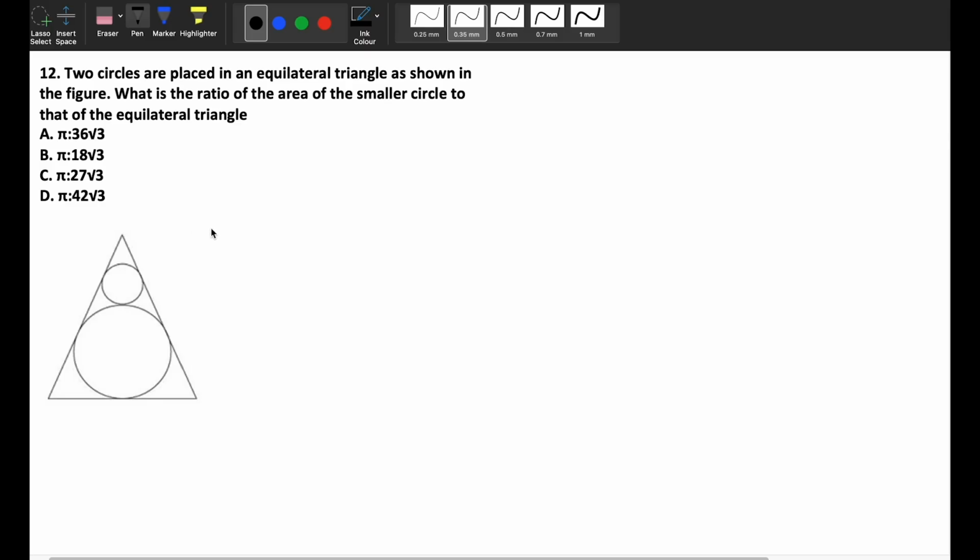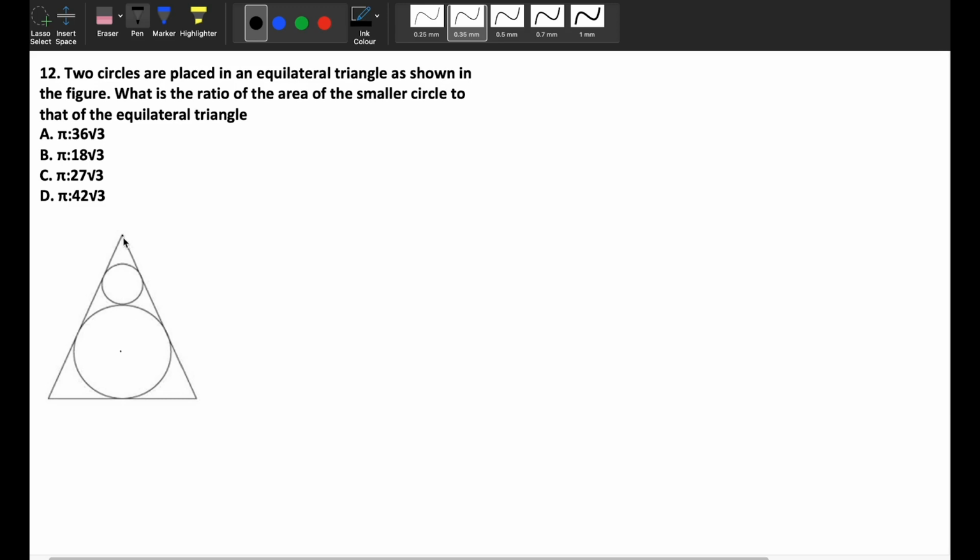Question number 12, I hope you read the question. So basically the bigger circle is the incircle of the equilateral triangle. An incircle is a circle that forms inside a triangle and it touches all the sides, and the center of the circle will be the intersection point of all the angle bisectors in the triangle. Since this is an equilateral triangle, the median, the altitude and the angle bisector will all be the same.